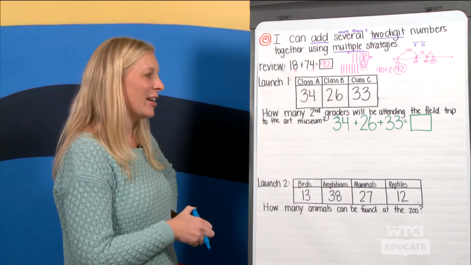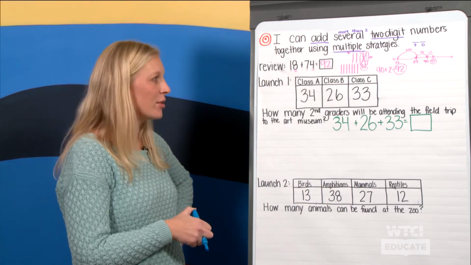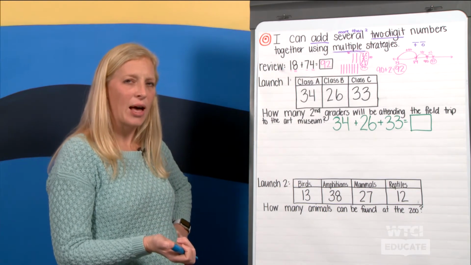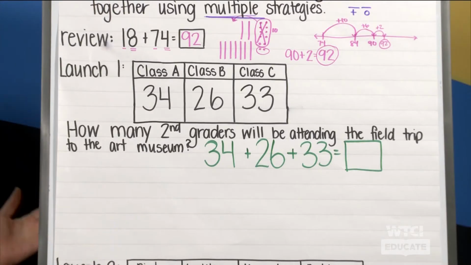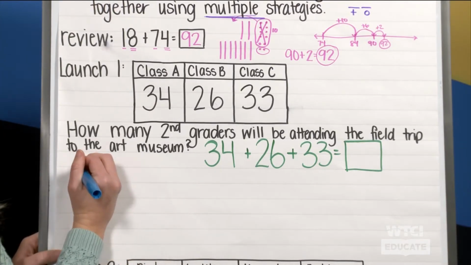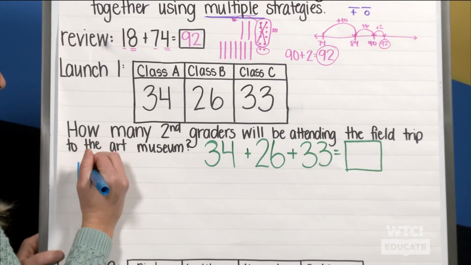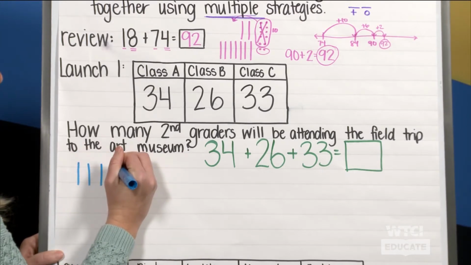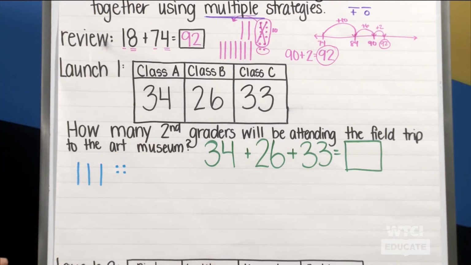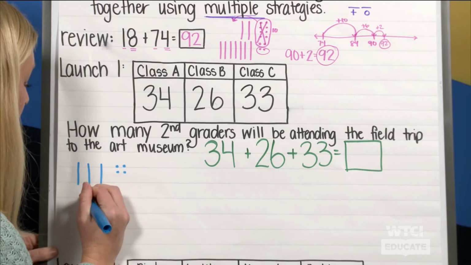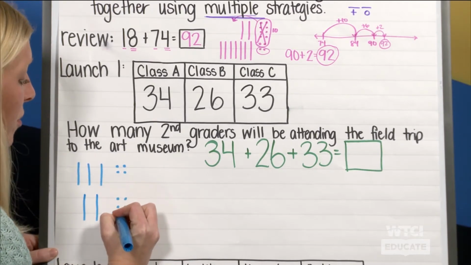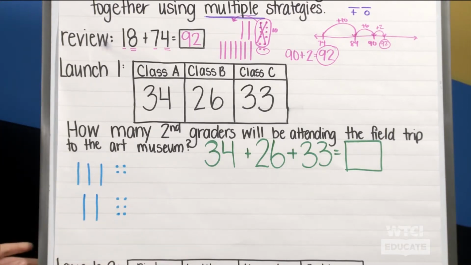All right, second grade, let's take a peek at these numbers. If we want to use our base 10 blocks, how can we set these up? Just like we did last week when we line up our 10s and our 1s. Let me draw my 34 first. 10, 20, 30, 31, 32, 33, 34. Now I need to draw my 26. 10, 20, 21, 22, 23, 24, 25, 26.